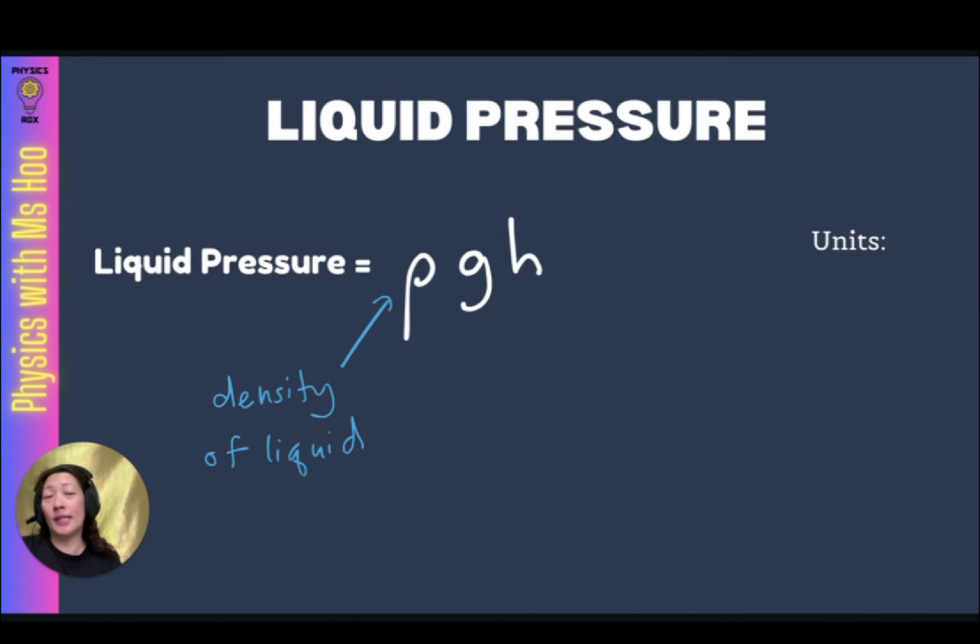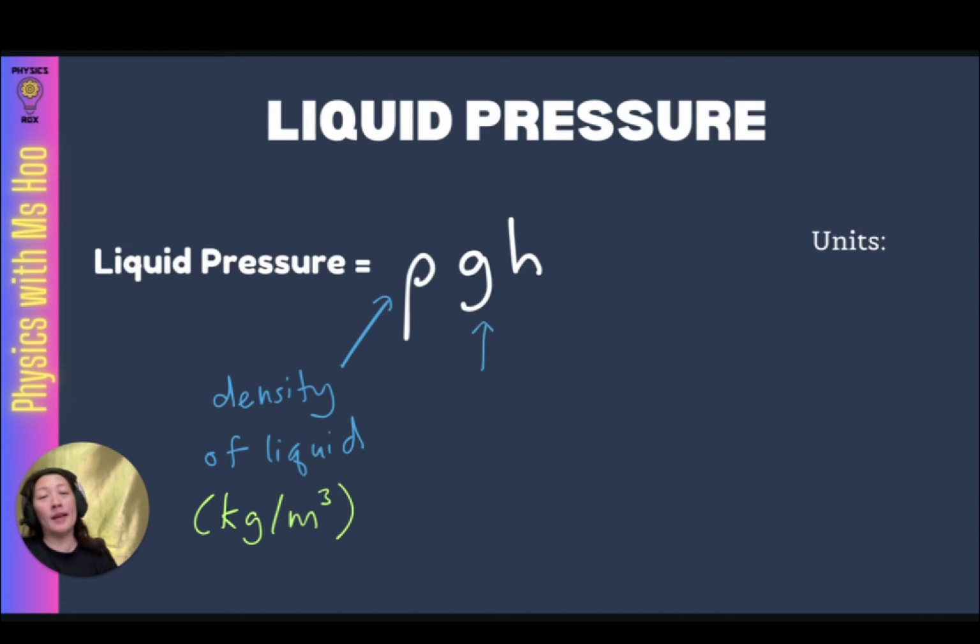The unit for the density of liquid used in your calculations must be in SI units, which means that it must be kilogram per meter cube. You cannot use gram per centimeter cube. If the question gives you the density in gram per centimeter cube, you need to convert it into kilogram per meter cube. If you don't know how to convert it, please watch my video on the unit conversions.